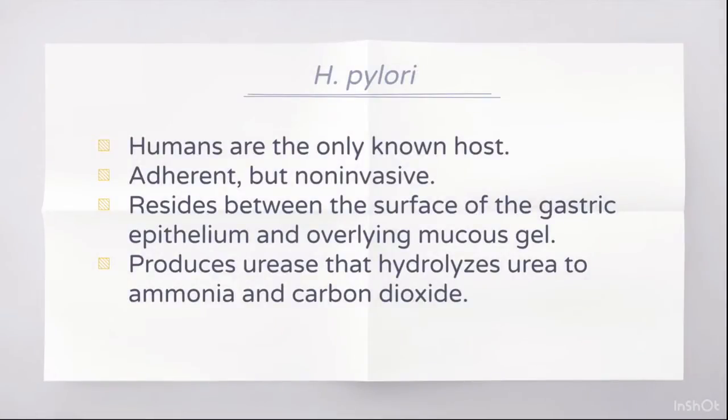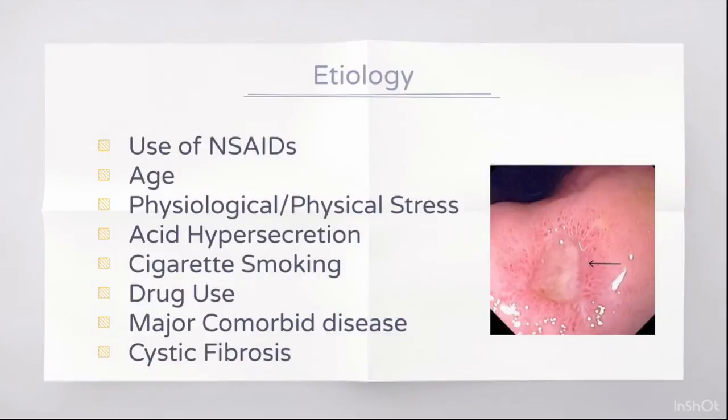H. pylori is only found in humans. It's adherent but non-invasive. It resides between the surface of the gastric epithelium and overlying mucus gels. It produces urease and hydrolyzed urea to ammonia and carbon dioxide. The use of nonsteroidal anti-inflammatory drugs is the second most common cause of PUD.